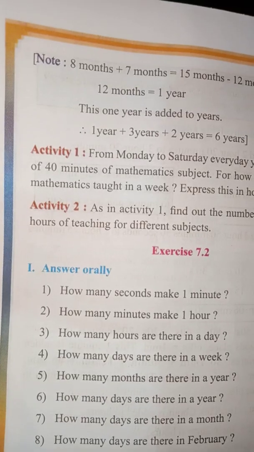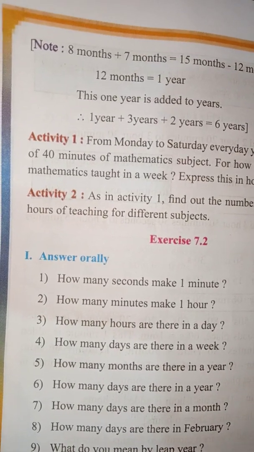The clock makes one complete rotation in 12 hours. In 1 day, it makes two rotations, totalling 24 hours. 24 hours means 1 day. In 1 day the clock makes two rotations. Next, exercise 7.2.